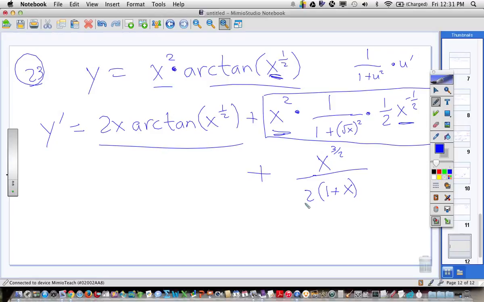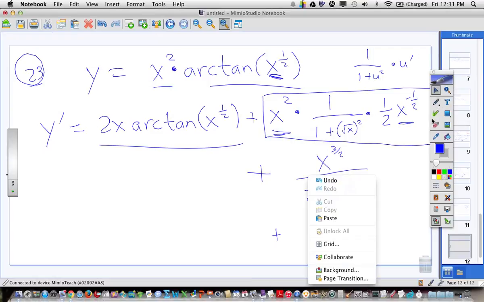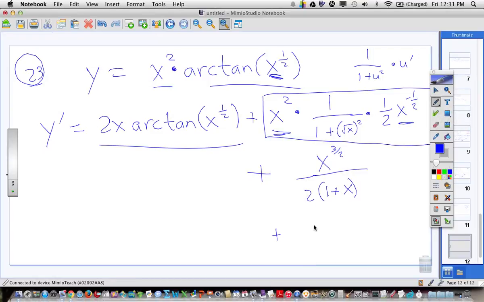Now, could I have left a 1/2 here and then done an x to the 3/2 and then done 1 over 1 plus x? Yes, you could have done that. You could have just left it like that. That's fine. Okay? But you did need to put those x's together and add their powers, and then square root of x squared, that should be just an x.